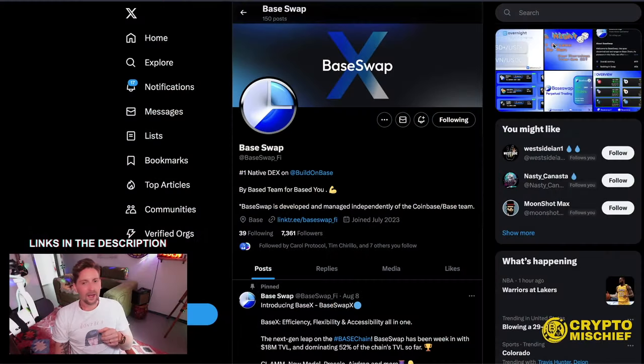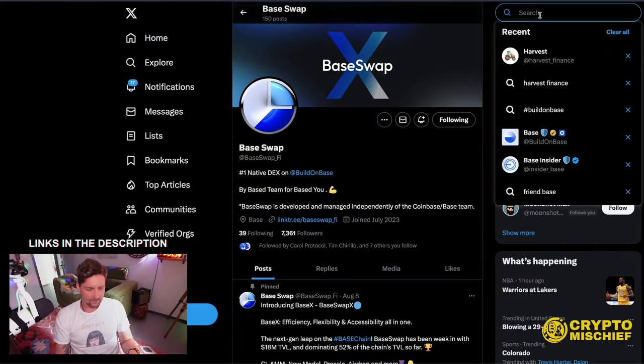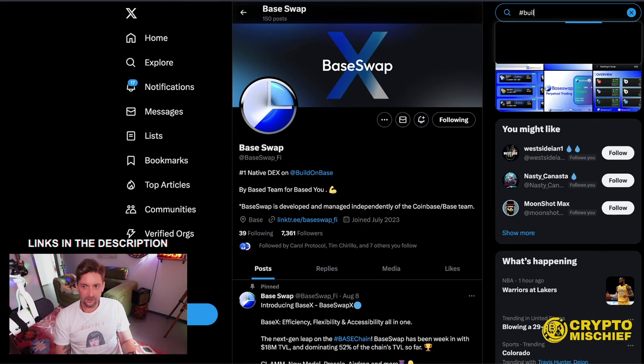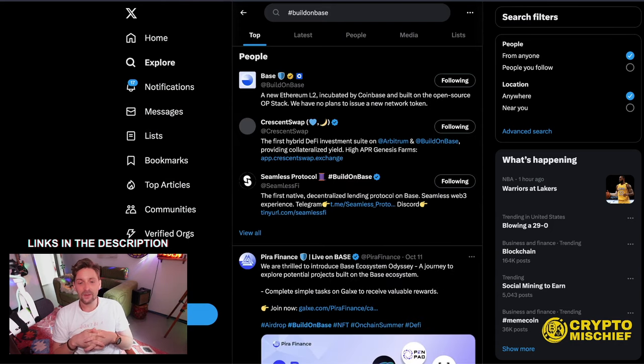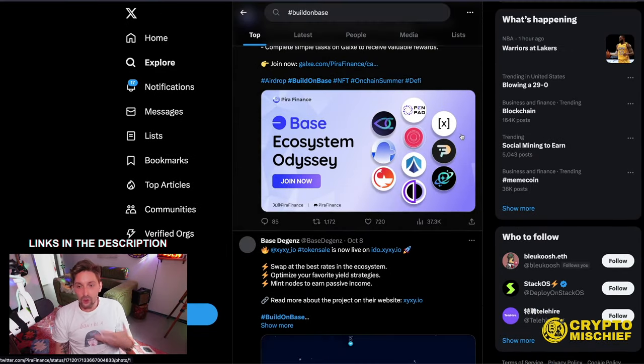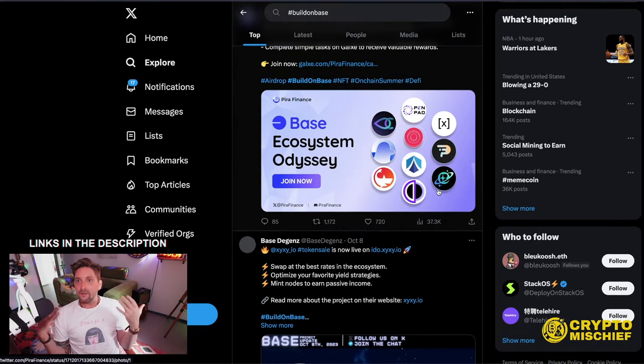Coming back to more research, a couple more things that you can do. I would suggest getting back to Twitter and just use this hashtag: build on base. Who's using this? Every single person who's building on Base is ending it with build on base, because they're trying to promote new builders and new TVL coming into the Base chain, so everyone's using this build on base kind of thing.